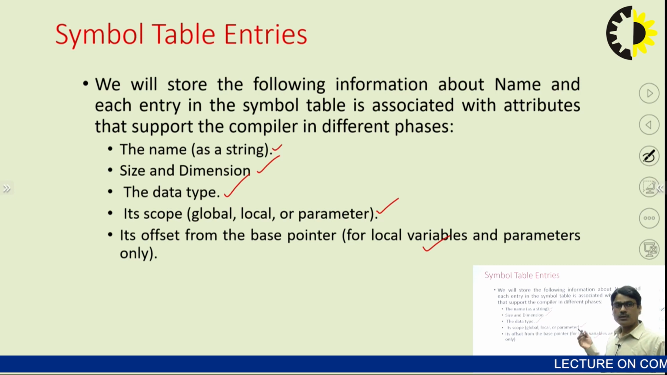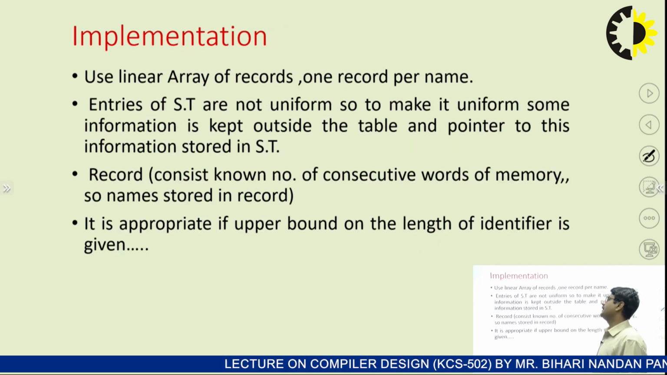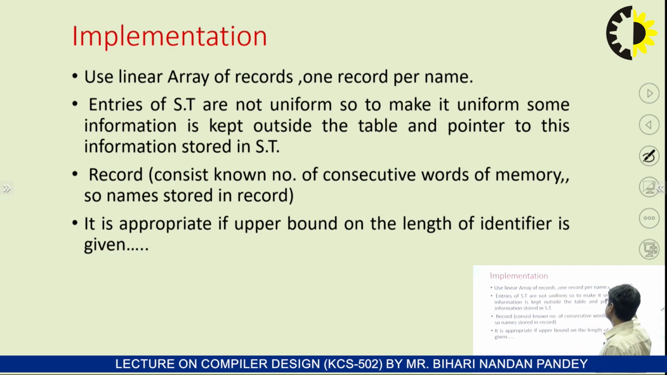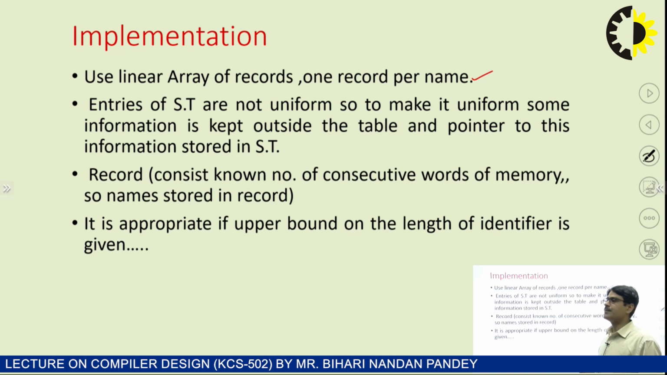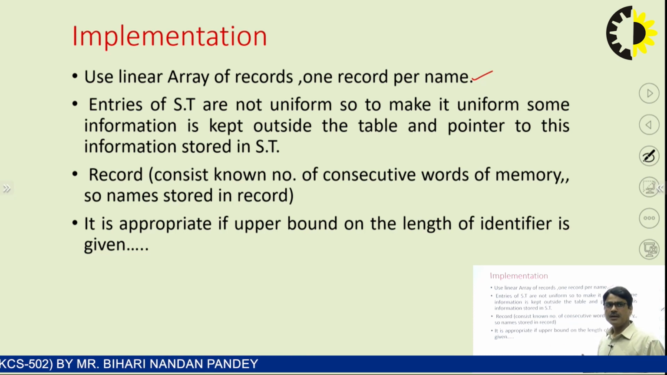Okay, so the data structure is itself capable of storing all this information. So that kind of data structure will be used for compiler design. How is the implementation done? A linear array of records, one record per name. So the basic phenomenon is we have to use a linear array of records because it is compile time, not execution. You cannot say execution, it is compile time assessment of the particular program.